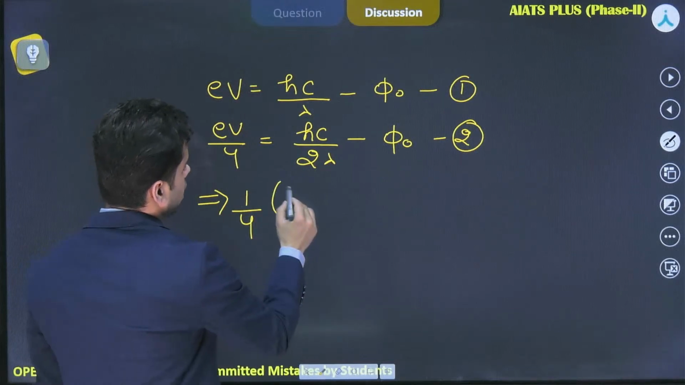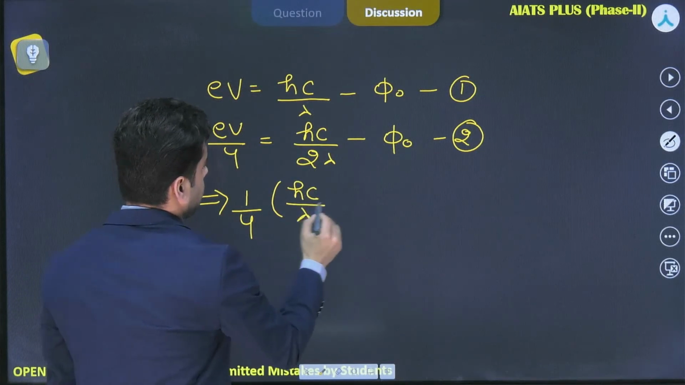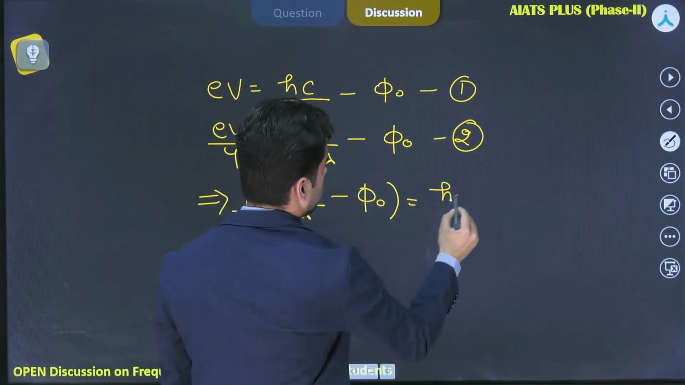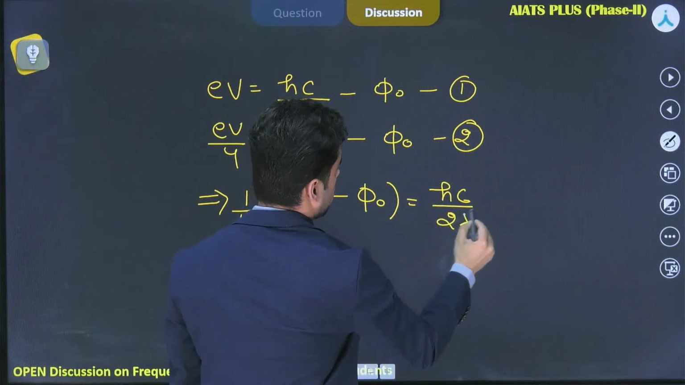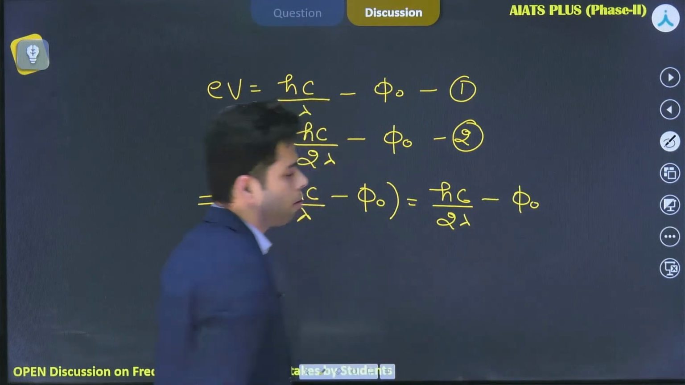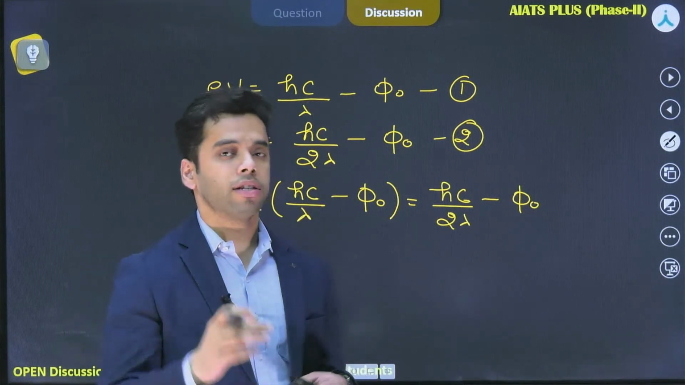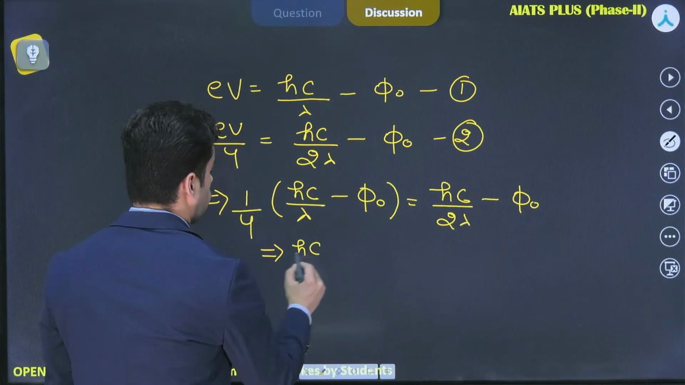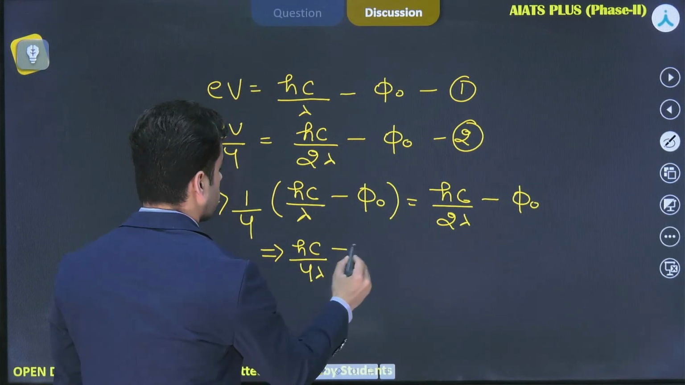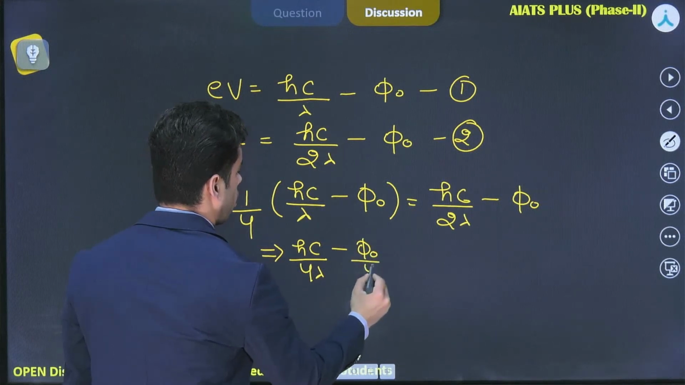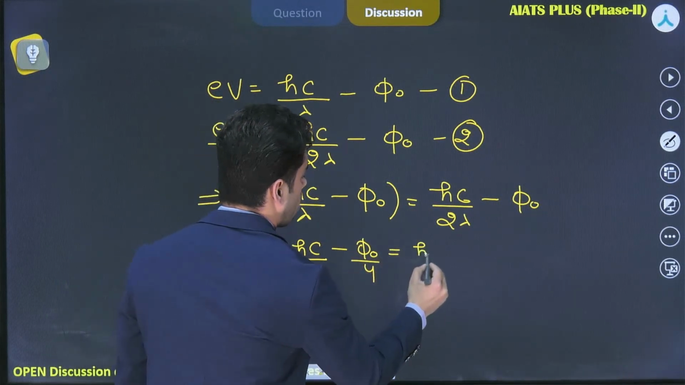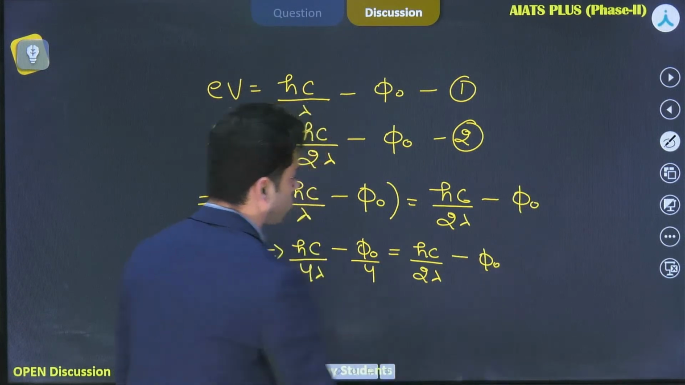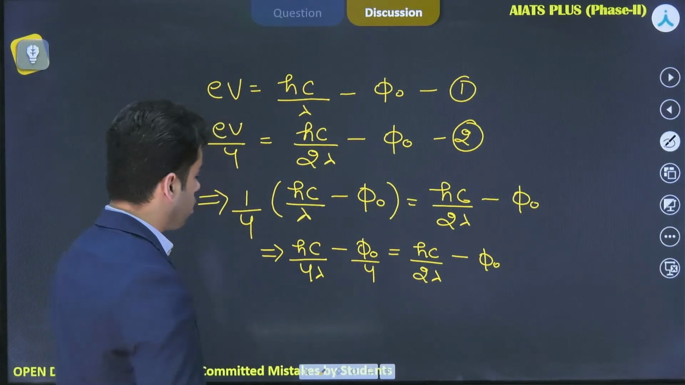In place of EV, I'll write hc by lambda minus phi naught. It is equal to hc by 2 lambda minus phi naught. Right? And if you are getting the answer, you can put the answer in the comment box. So if I rearrange this, it becomes hc by 4 lambda minus phi naught over 4. It is equal to hc by 2 lambda minus phi naught. Right? Now we can rearrange this.